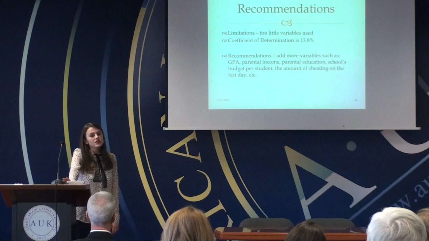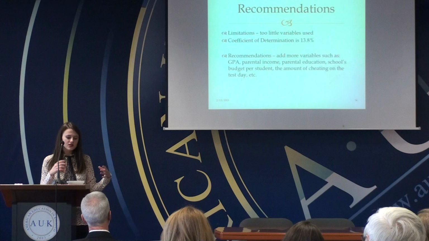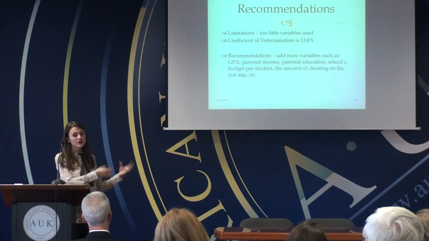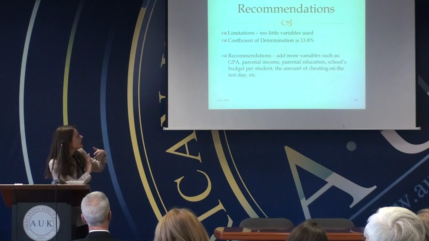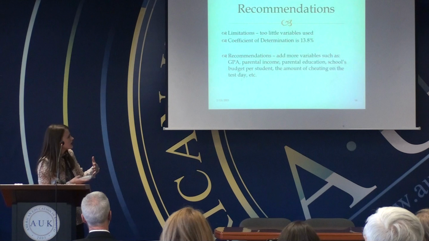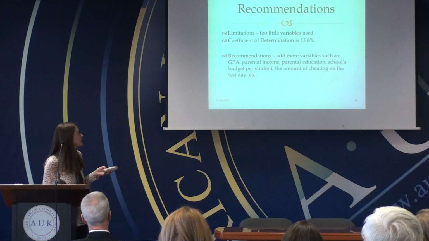Also, the reason why this test is a little bit limited is because its coefficient of determination is 13.8. What this means is the variables that were used in the equation explain 13.8% of the variation that happens in the total score. So this means that there's a lot more variation to be explained by other variables. But since we could not get the data, this was the best equation that we could construct from the available data that we already had.